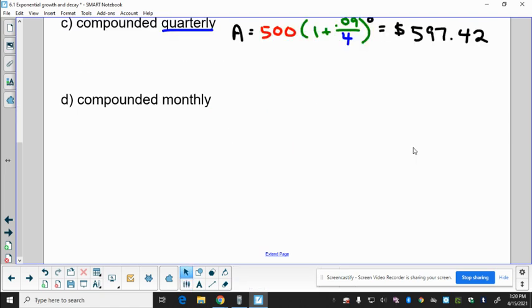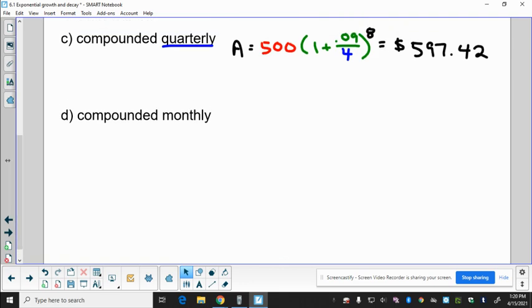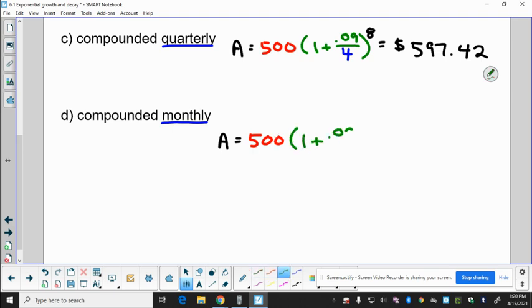Now, finally, about monthly. What about monthly? How many times per year is that? That's right, it's 12, isn't it? Same formula. However, this denominator is going to change to a 12. So that exponent is actually going to be a 24. All right. How much money do we have now?